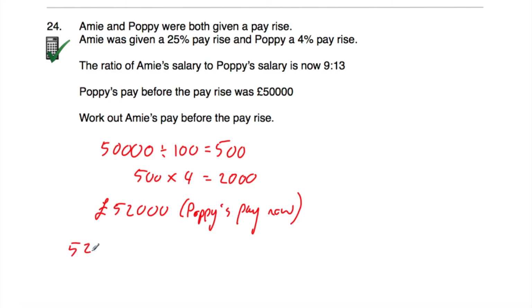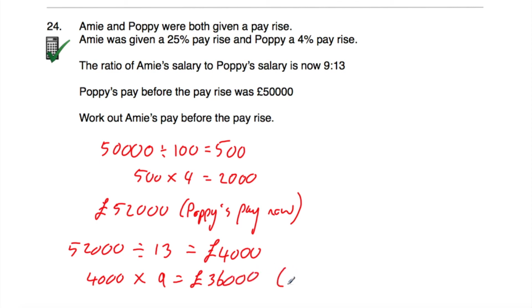So if we take £52,000 and we divide that by 13, that's equal to £4,000. And then if we times that by 9, Amy's number in the ratio, 4,000 multiplied by 9, that's equal to £36,000. So that's Amy's pay now. Okay, so that's Amy's pay now, but we want to find out Amy's pay before the pay rise.